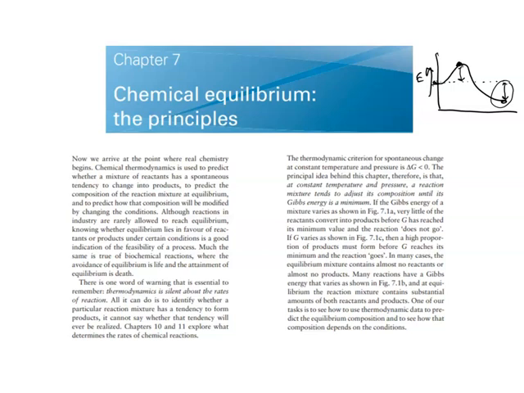In many cases, the equilibrium mixture contains almost no reactants or almost no products. Many reactions have a Gibbs energy that varies, also shown in this figure, which we will see on the next slide. And at equilibrium, the reaction mixture contains substantial amounts of both reactants and products. One of our tasks is to see how to use thermodynamic data to attempt to predict the equilibrium composition and to see how composition depends on conditions.